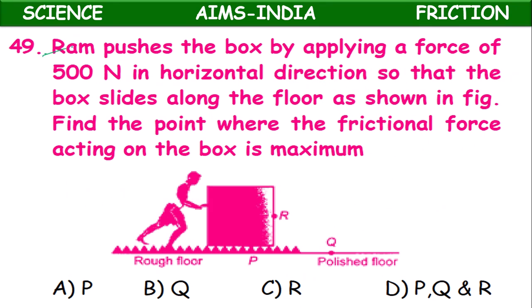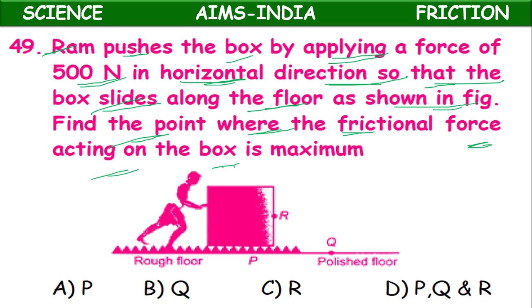Next one. Ram pushes the box by applying a force of 500 newtons in the horizontal direction, so that the box slides along the floor as shown in the figure. Find the point where the frictional force acting on the box is maximum. So Ram is pushing the block. This is point P. This is rough floor. This is polished floor. This is point Q. This is point R. Point P is on the rough floor. Point Q is on polished floor. R is on the side part of the block.